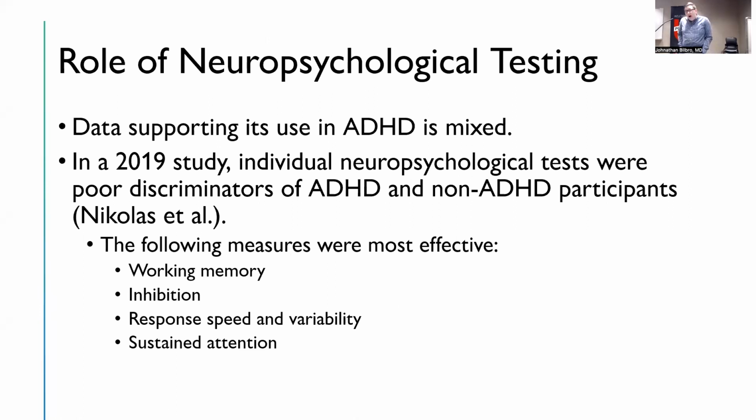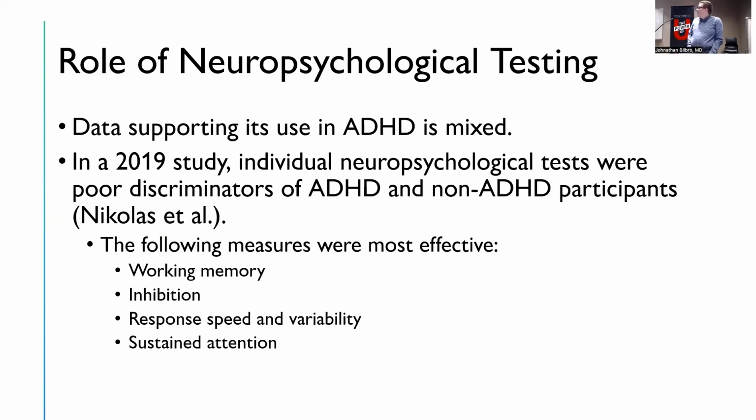Neuropsychological testing is something that gets ordered a lot for ADHD, especially in adult patients when we're trying to feel more comfortable with the diagnosis. I've trained with individuals who would say that they won't treat any adult that doesn't have neuropsychological testing. I've trained with individuals who say, oh, you don't need it, it's a clinical diagnosis. What good does it do really? The data supporting the use of neuropsychological testing in ADHD really is mixed on how effective it is.